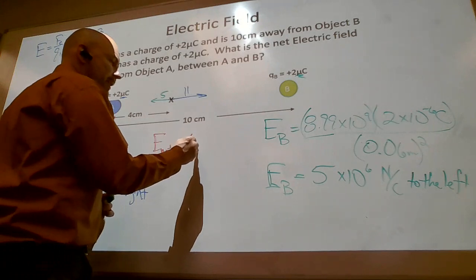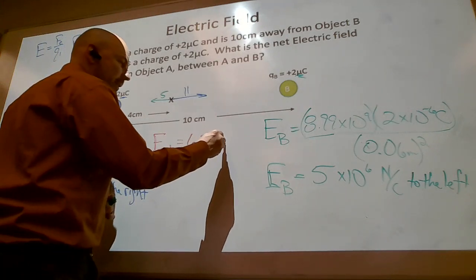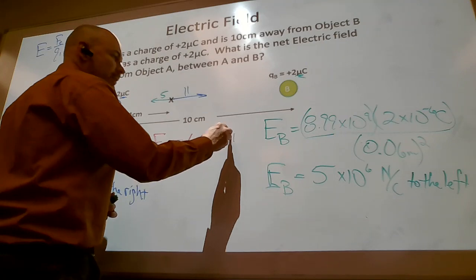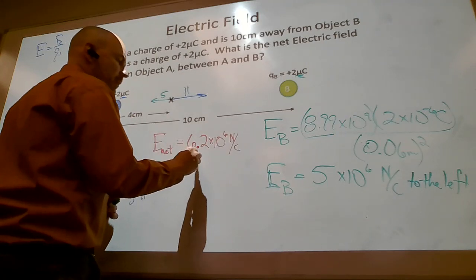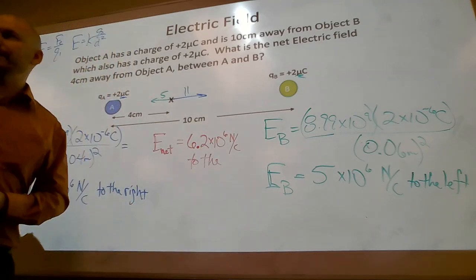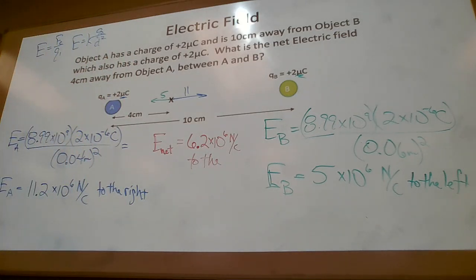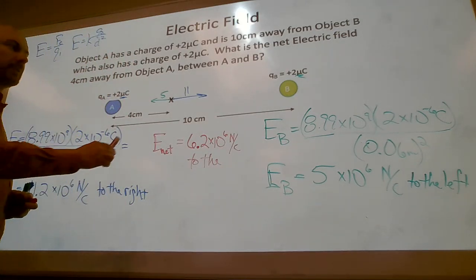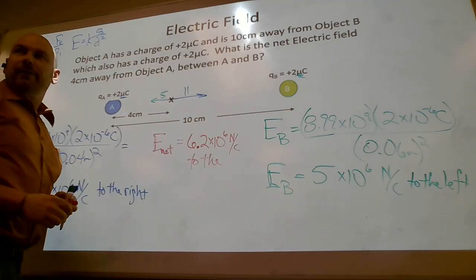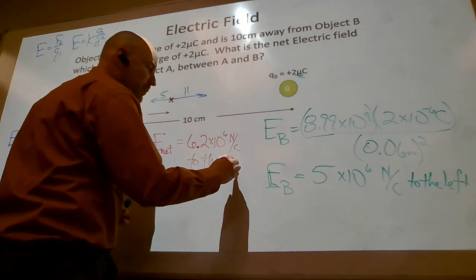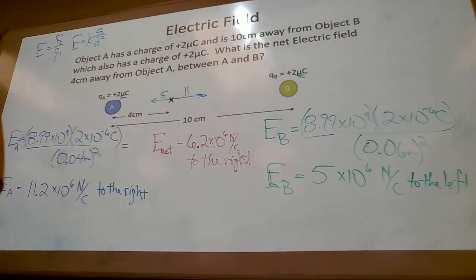So you would say 6.2 times 10 to the 6th newtons per coulomb to the what? Right or left? Right, because 11's bigger than 5. So I subtracted. Good with that? So electric field, it has direction. It's a vector. So because they're pointing in opposite directions, we're going to subtract them. Good with that?